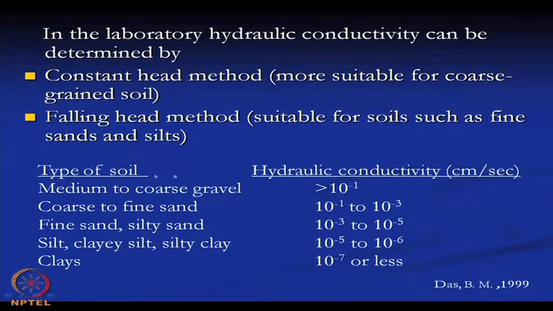Now, the type of soil and the hydraulic conductivity in centimeter per second: for medium to coarse gravel, the hydraulic conductivity is greater than 10 to the power minus 1. For coarse to fine sand, that is 10 to the power minus 1 to 10 to the power minus 3. For fine sand, silty sand, that is 10 to the power minus 3 to 10 to the power minus 5. For silt, clay silt and silty clay, that value is 10 to the power minus 5 to 10 to the power minus 6, and for the clays the value of K or hydraulic conductivity is 10 to the power minus 7 or less than that.